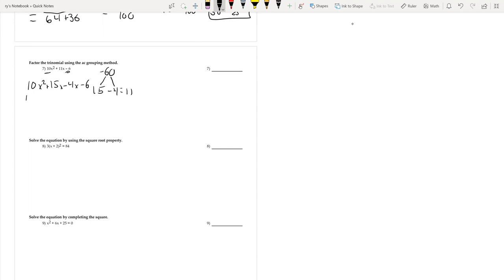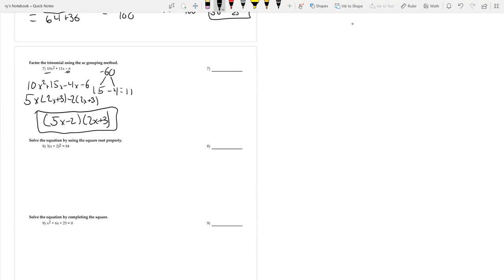On the left side, they both have a 5x in common, so I'm left with 2x plus 3. This side, I pull out a -2, and once again, I'm left with 2x plus 3. So that leaves me with the factored form (5x minus 2)(2x plus 3). And in this case, that's all they're looking for. It's not equal to 0, so we don't have to solve for x.